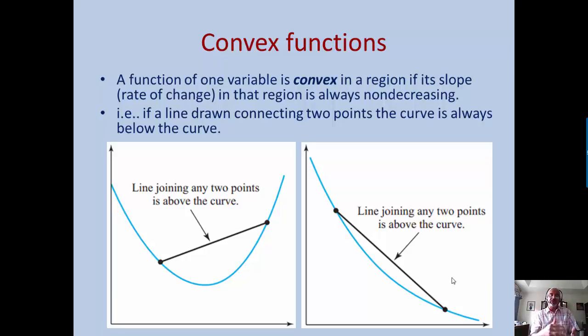So a convex function will give you the minimum value. If it is of this kind, then you will have a minimum. If it is of this kind, you will not have a minimum because this line keeps going down and down and down without ever reaching a valley point.